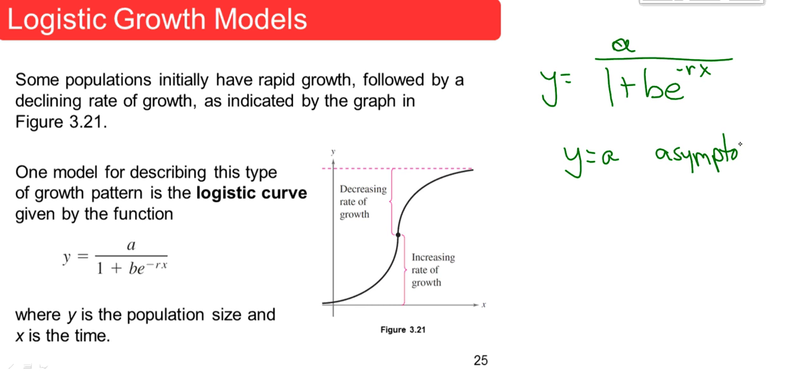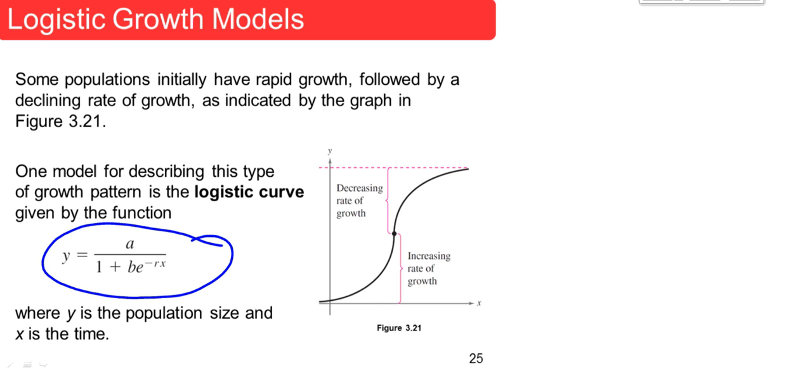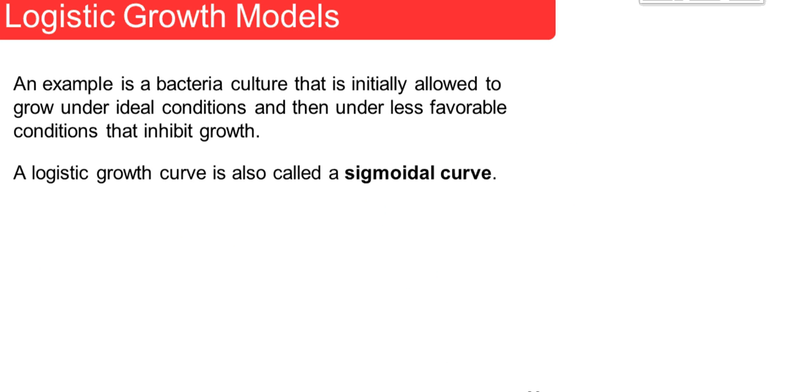So that's a horizontal asymptote, and x is time, and y is population, in this instance. So that's kind of what we're looking at, and it has a unique name. I love this name. The logistic curve is also called a sigmoidal curve, and so, fun terminology.